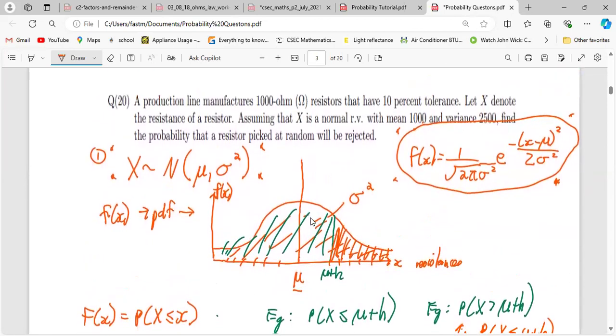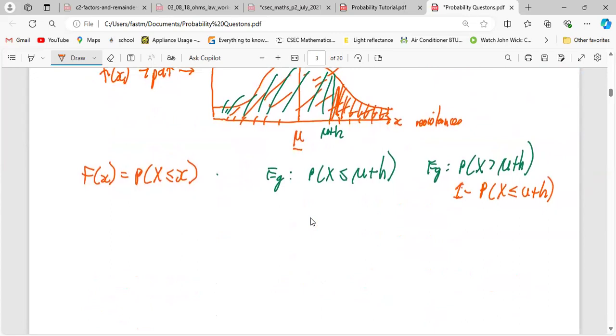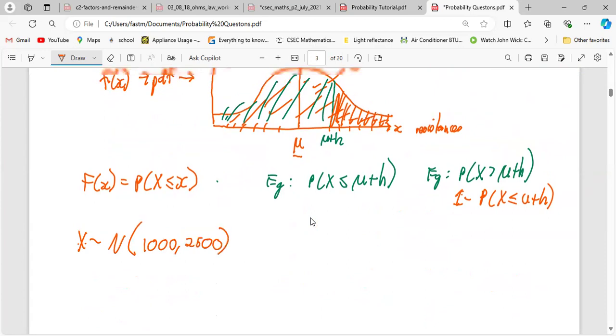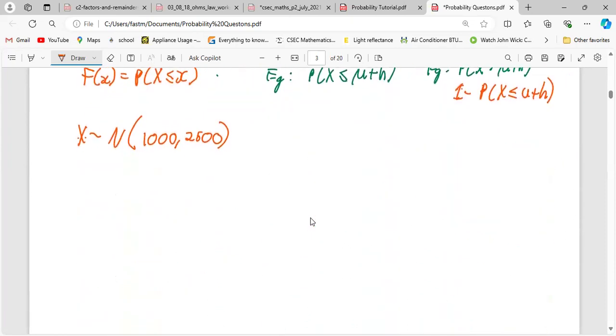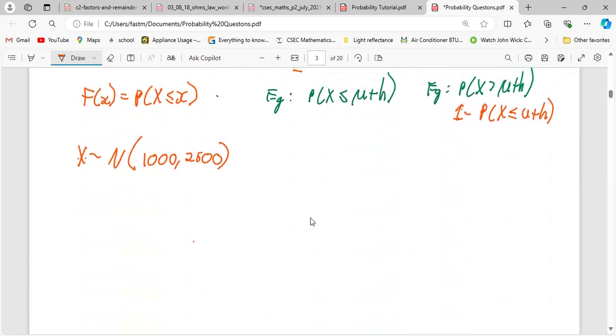So the question says that x follows a normal distribution and its mean is 1,000 and the variance is 2,500. They said that you have resistors that have a tolerance of 10%.